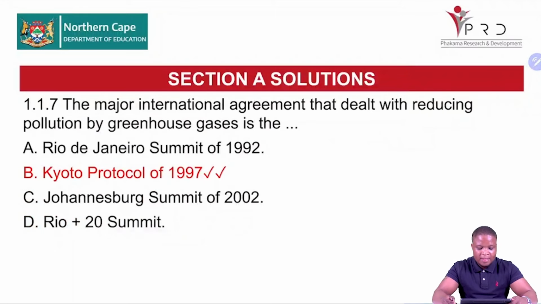Number 7, the major international agreement dealing with reducing pollution by greenhouse gases. That is your Kyoto Protocol. Remember, we discussed the Kyoto Protocol when we were talking about climate change, that they need to reduce the greenhouse gases that we have. The last one.